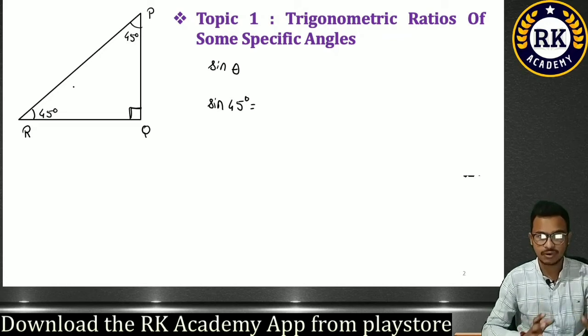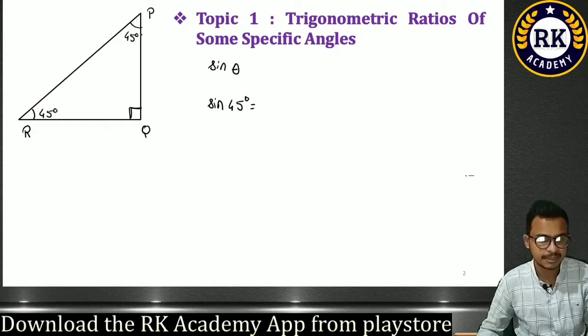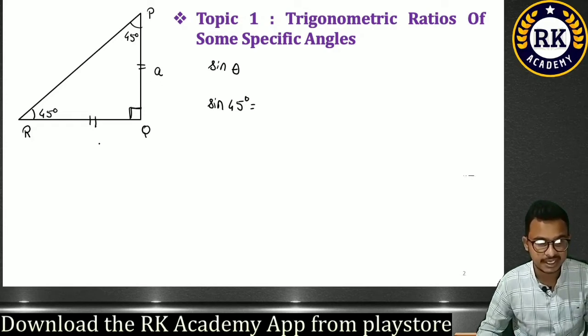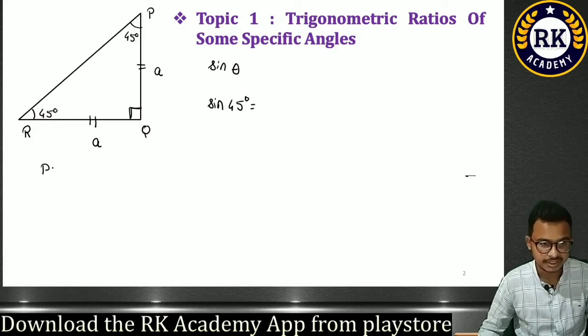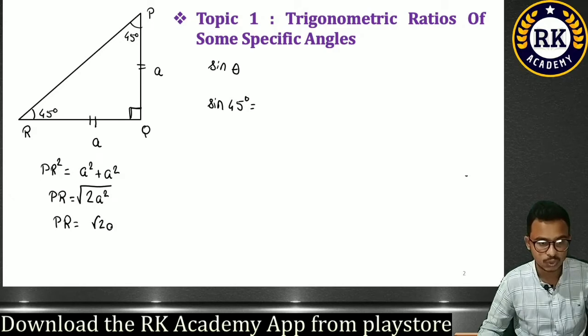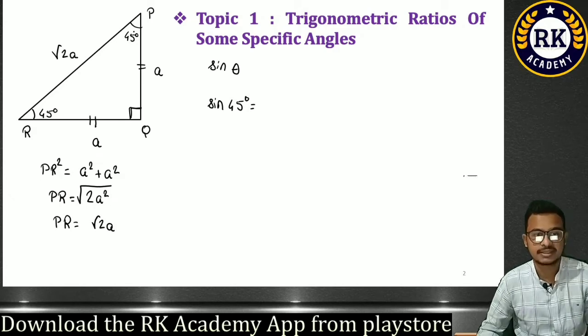So this triangle is a 45-45-90 degree triangle. If you see these two segments, the base angles are equal, so these two segments are going to be equal. QR and PQ will be congruent sides. Right now I'll take them as A and A. If PQ is A and QR is A, let us find PR. PR square is equal to A square plus A square. From the Pythagoras theorem we can obtain PR as root of 2A square. So PR comes to be root 2 A. This is the value of PR by Pythagoras.